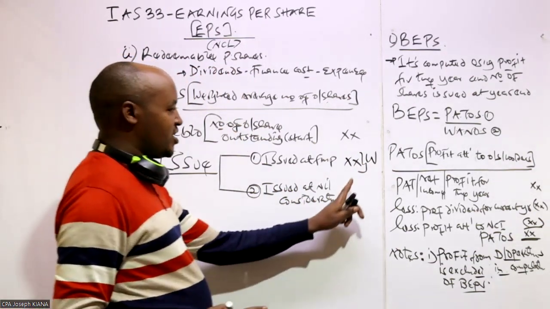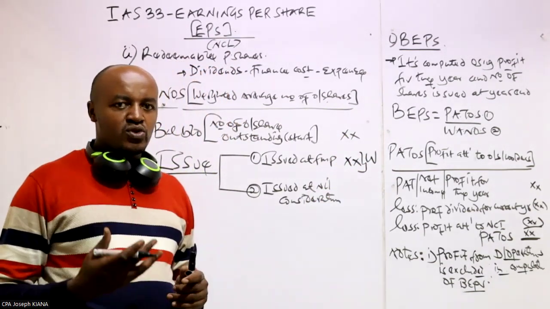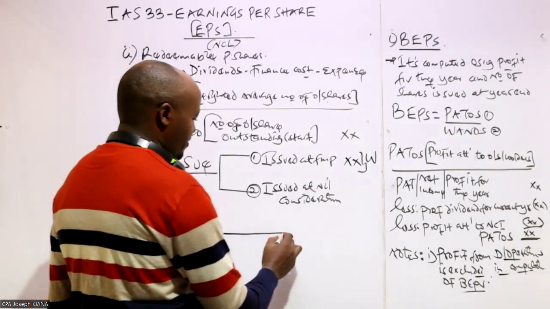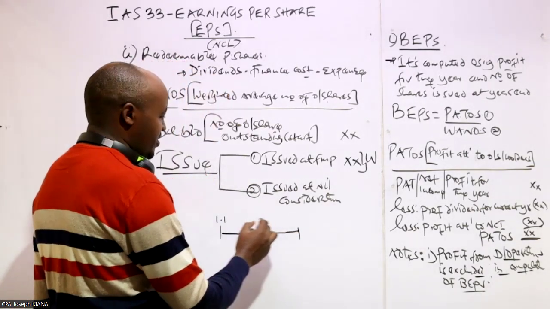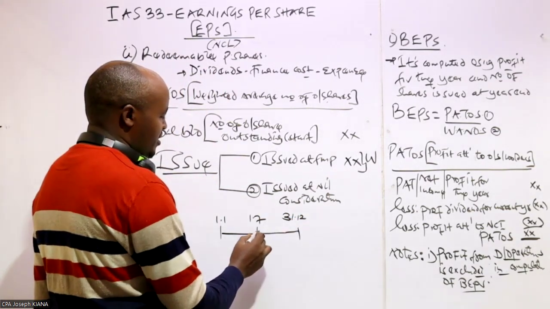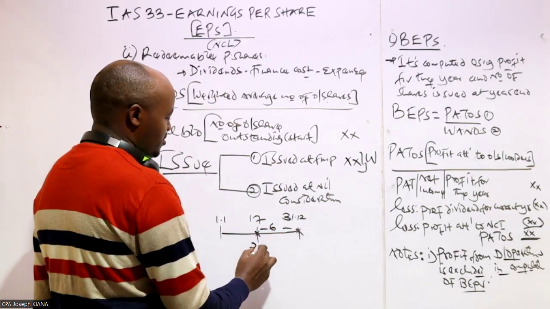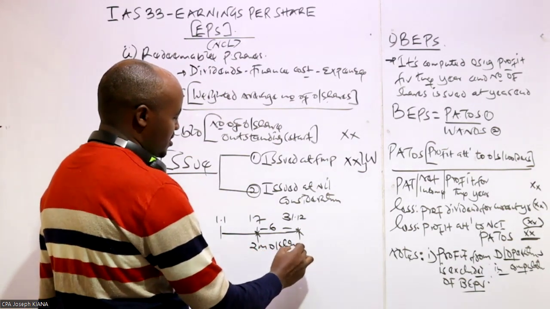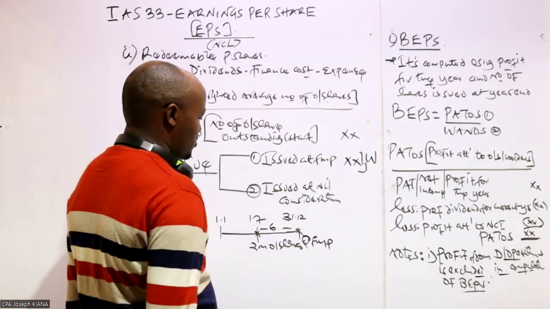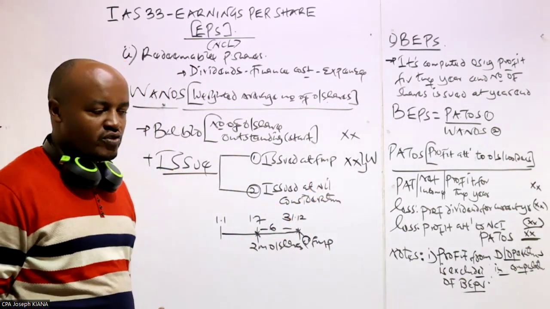It means that these particular shares, for the purpose of computing the WANOS, are always multiplied with the proportion of time they were held during that year. What does that mean? Let's assume that the financial year of the company starts on 1st of January and ends on 31st of December, and you're told on 1st of July, which is basically 6 months to the end of the year, the company issued 2 million ordinary shares, and these shares were issued at full market price. So in this case, for the purpose of adding them here, we have to multiply them with the proportion of time they were held.